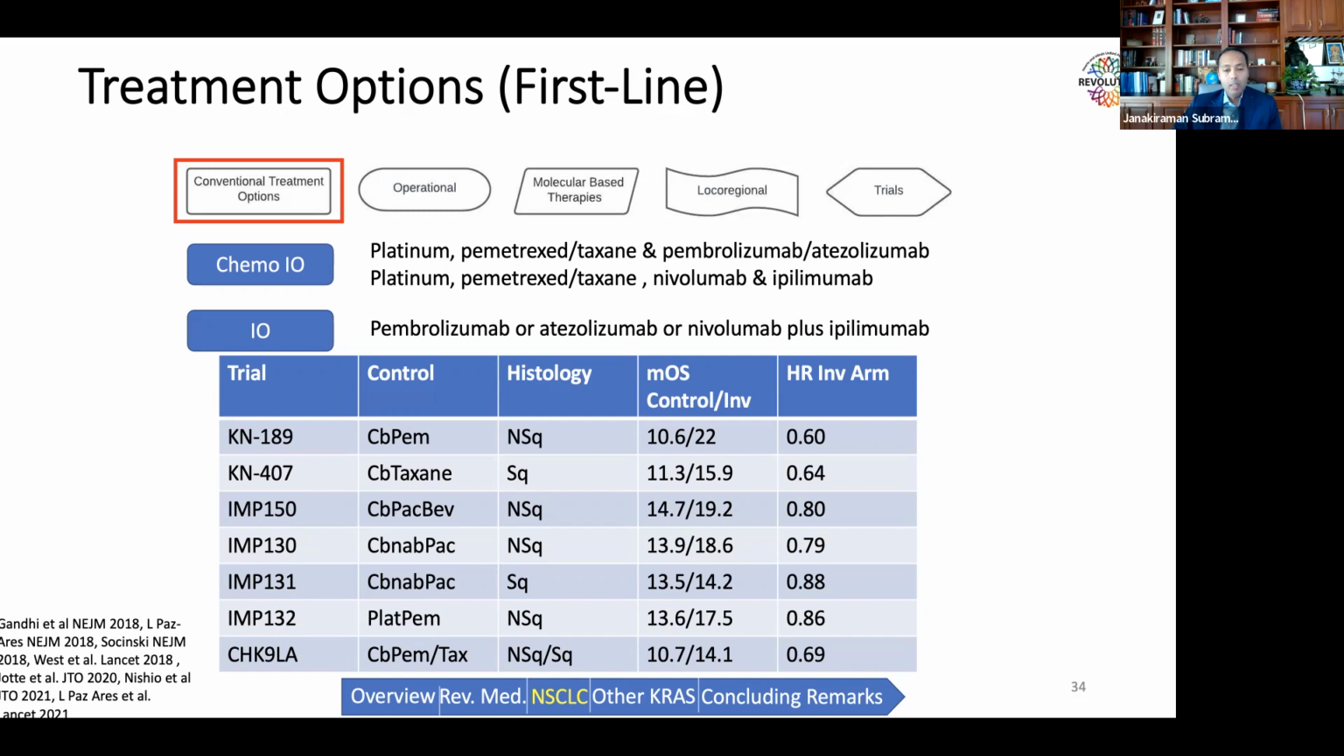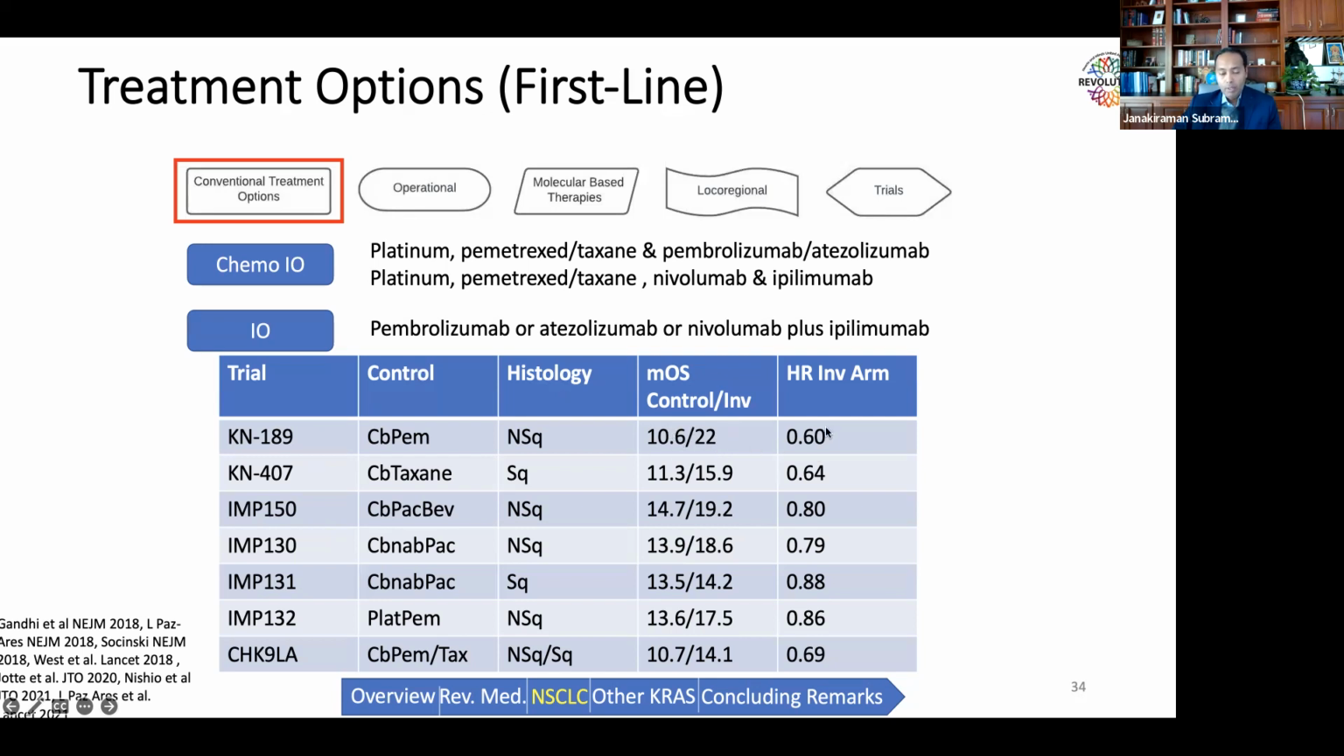Keynote 189 in the top row is kind of the archetypal study, and a lot of us use this regimen for treating patients. And you can see that this was focused on the non-squamous population. You can also see the median overall survival for patients getting carboplatin, pemetrexed plus pembrolizumab was 22 months over the control arm of 10.6 months, and the hazard ratio, as you can see, is 0.6.